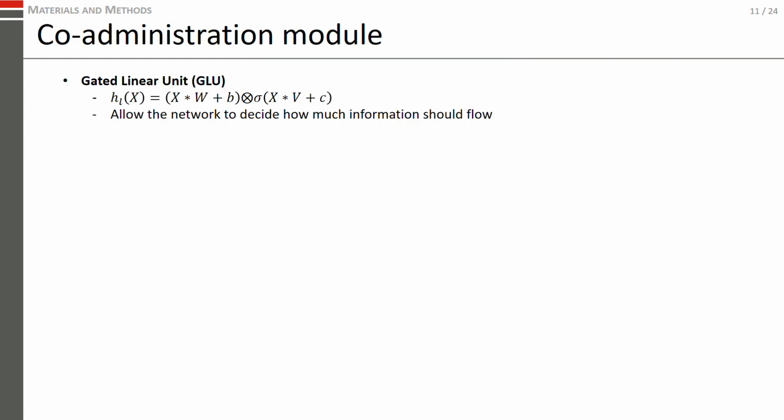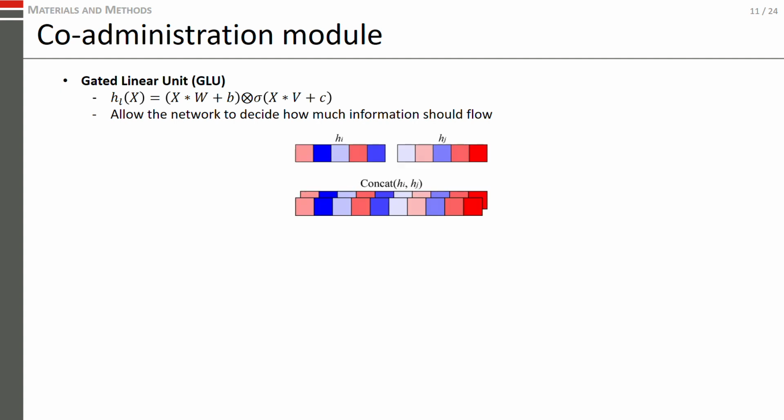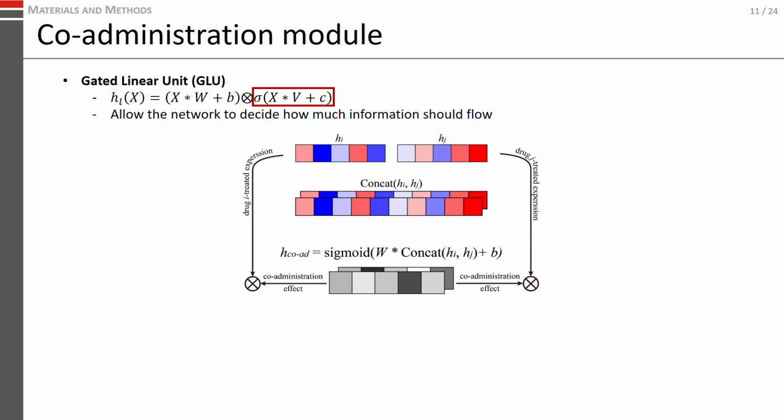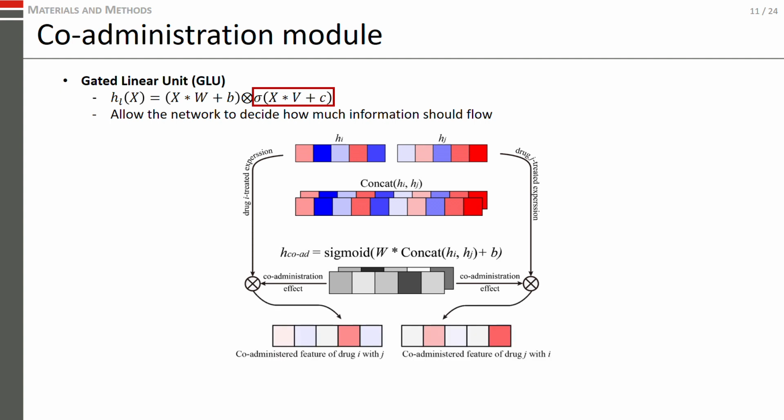In detail, the co-administration model is developed to express co-administration effects on gene expression signatures. Here, the GLUs are used to control the information flow with the consideration of two drugs. It is a simple matrix with a sigmoid activation function that calculates each value to range between 0 and 1. Then it is multiplied as feature weights. This can help the model to distinguish drug pairs with the same drugs.